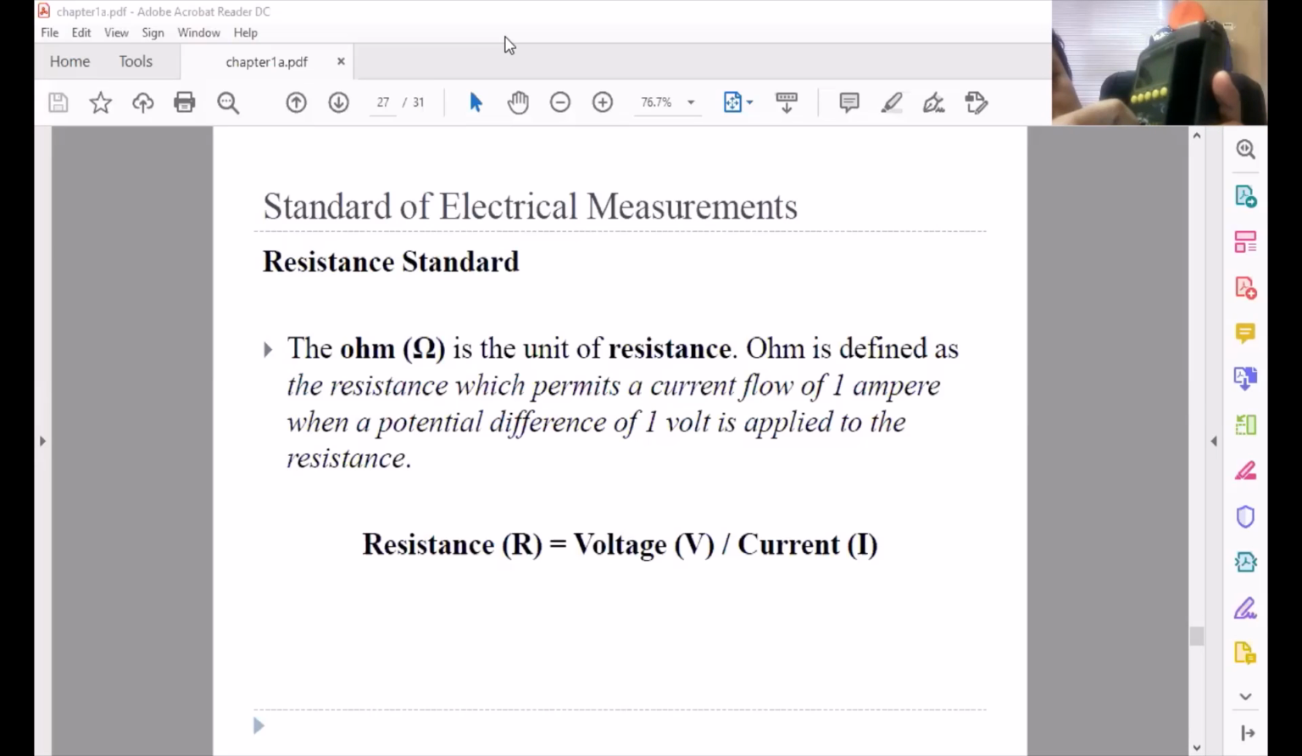So I mentioned to you, for example, if our digital multimeter cannot measure the resistor, you can use the indirect method. Indirect method means first you measure the voltage, and then second you measure the current. You divide voltage by current, and you get the resistance. So that's called indirect measurement.